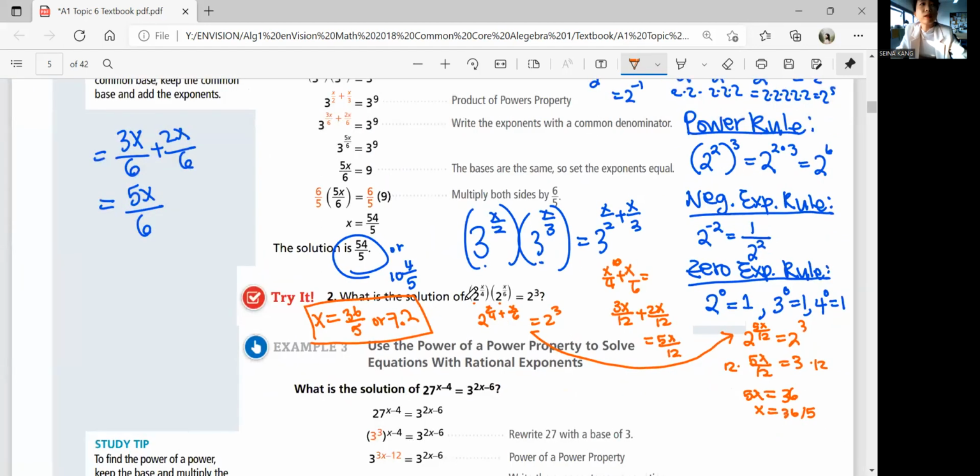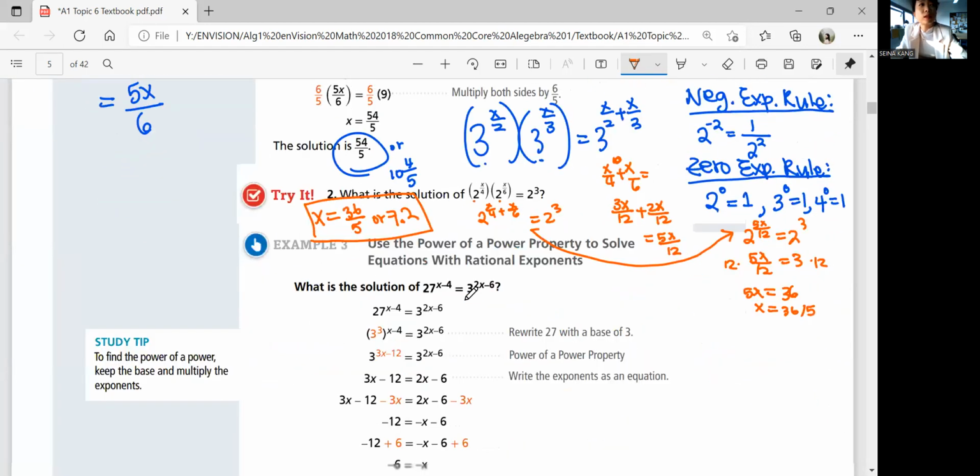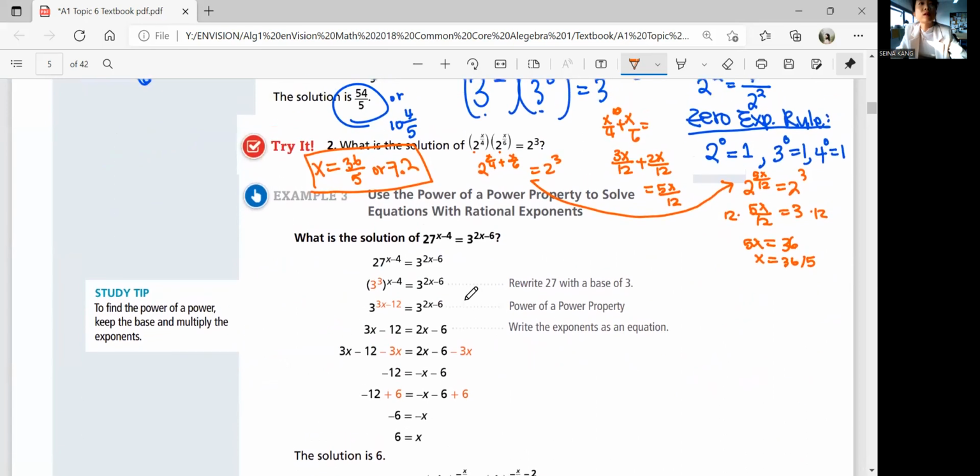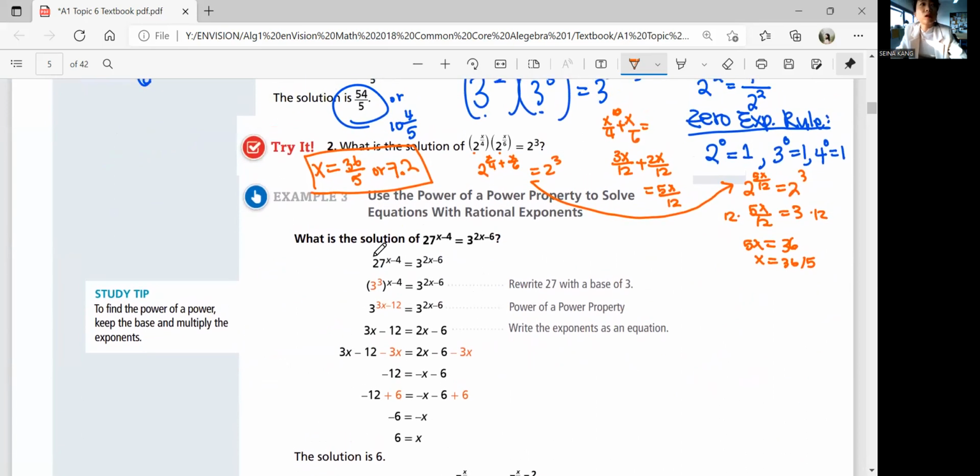All right, example 3, use the power of a power property to solve equations with rational exponents. Now we're going to use the power property. So what's the solution for 27 to the power of x minus 4, which is equal to 3 to the power of 2x minus 6? They don't have the same base, do they? But you can make it into the same base. How do you do that? You're going to rewrite 27 by a base of 3. You know that 27 is 3 times 3 times 3, which is 3 cubed.